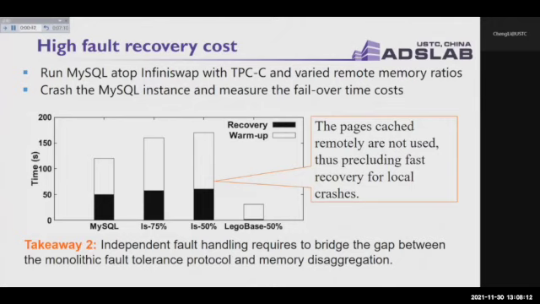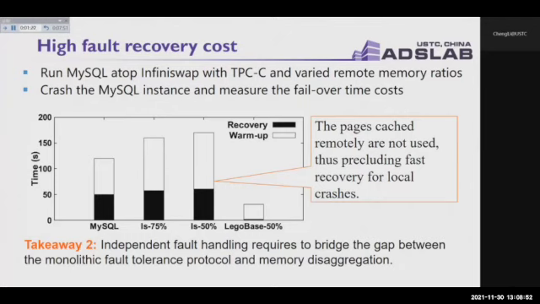We run the TPCC workload and we also change the remote memory ratios. In addition, we injected crashes during the experiment, and we crashed the MySQL instance and measured the failover time costs. So the figure shows MySQL, and these two bars in the middle are where we use Infinite Swap to decrease the amount of memory we use locally. And the final bar represents the work we're going to propose, called LocalBase, right?